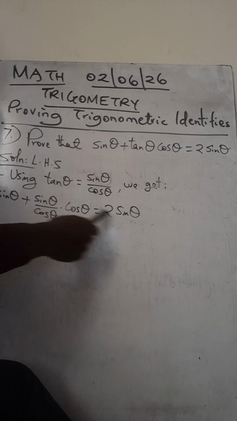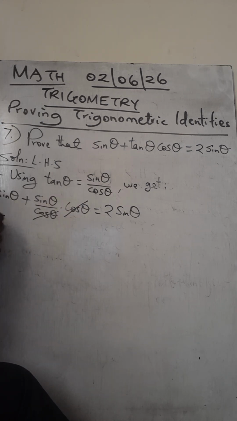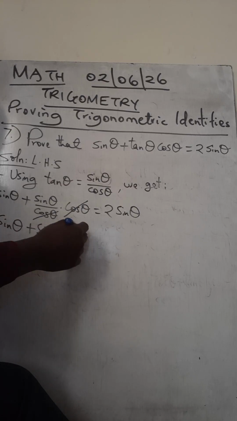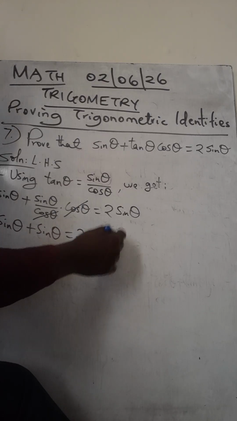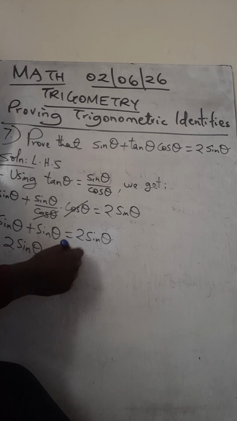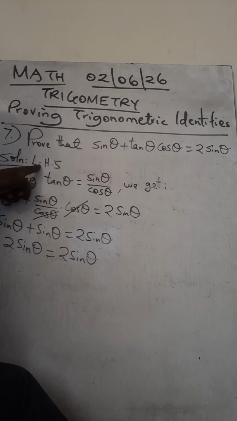So let us see if they are equal. This one we will remove this. So sine of theta plus sine of theta equals 2 sine theta. And when you add this and this, there are two of them. So it will be 2 sine theta equals 2 sine theta. That is when you use the left hand side to prove.